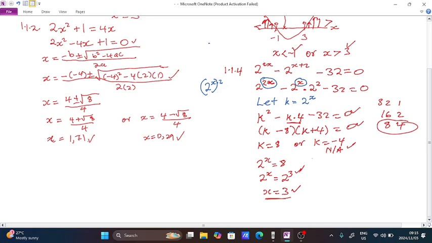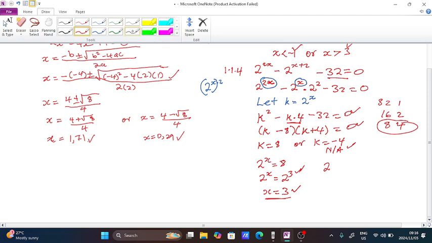The other way you can factorize this in terms of the exponents. 2 to the power 5. From which step? This one. Okay, let's see. You said 2 to the power.